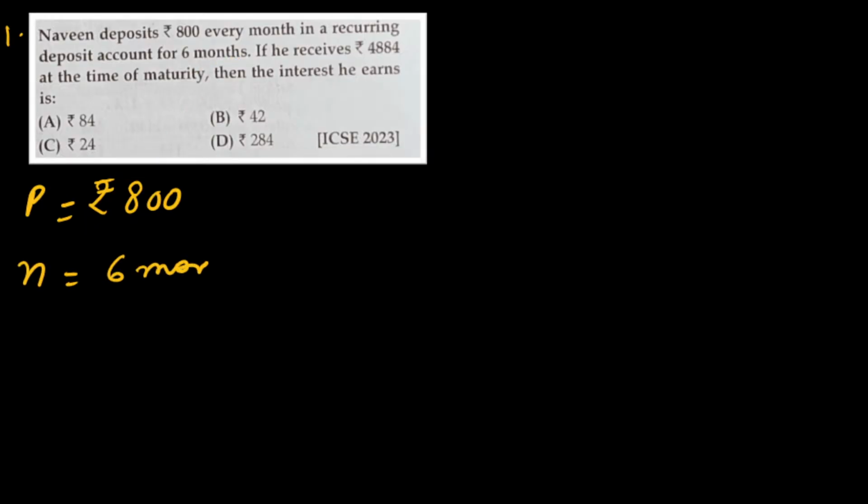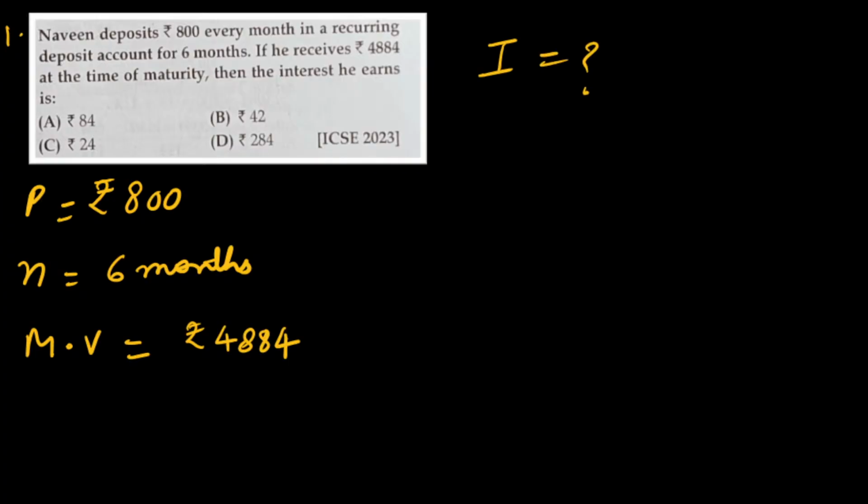I'm just writing the values, whatever is given to us. If he receives 4,884 rupees at the time of maturity, that amount is known as maturity value. I'm writing maturity value as MV. So MV is given to us as rupees 4,884. Then the interest he earns. So what we have to find? Interest earned we have to find.